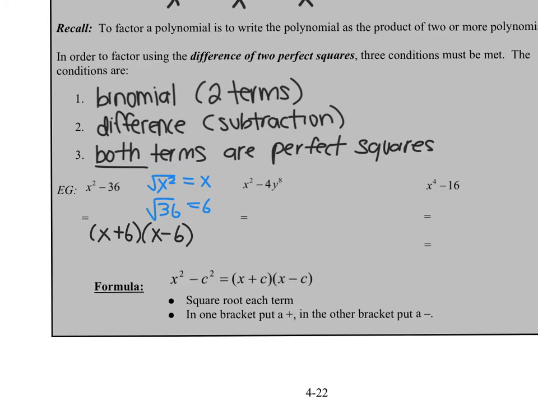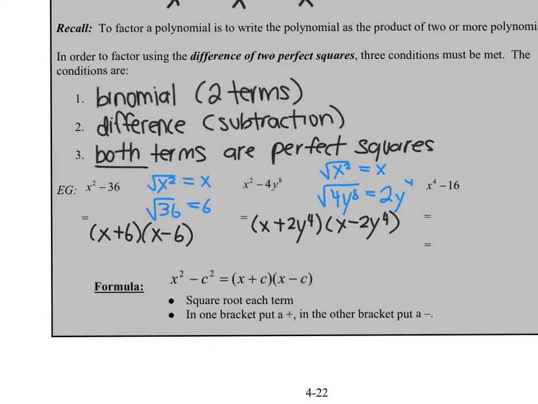Let's try the next one. I have x squared, that's a perfect square. The 4 is a perfect square, and y to the 8, because it's an even exponent, is also a perfect square. So the square root of x squared we already know is x. Then the square root of 4y to the 8, I break it down. The square root of 4 is 2. And then for y, just take that exponent and divide it in half, and you get y to the 4. Y to the 4 times y to the 4 is y to the 8, so I know I did it correctly. Now I put those 2 terms in my brackets. One is going to have addition, so x plus 2y to the power 4, and one will have subtraction.